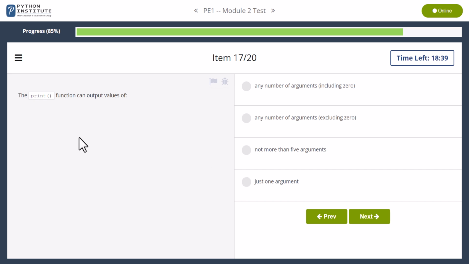The print function can output values of any number of arguments, including 0. That looks valid to me. Any number of arguments excluding 0, no more than 5, just 1. Okay, so this is the correct answer. You can put multiple arguments there separated by comma, and they will be printed separated by space by default. And if you do not put any arguments to the print function, it just prints a new line.